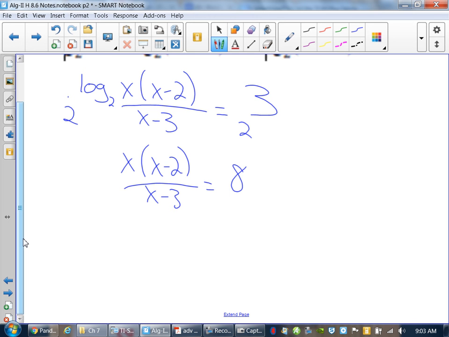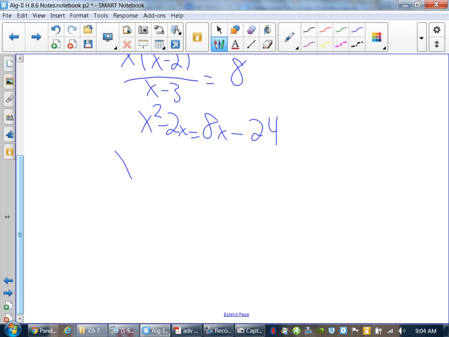So then you get x squared minus 2x equals 8x minus 24. Cross multiply, fraction equal fraction. What times what is 24? You add together to get negative 10. There you go.